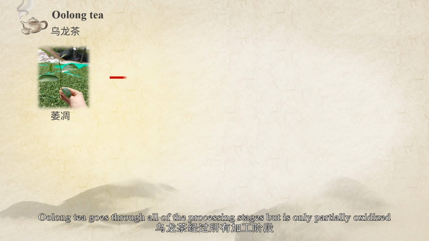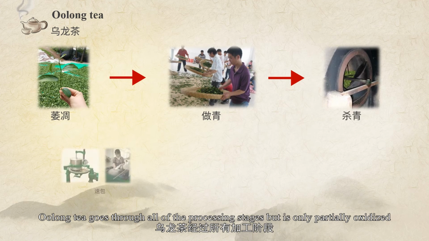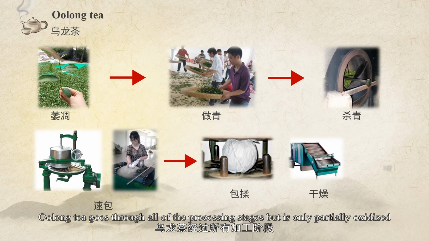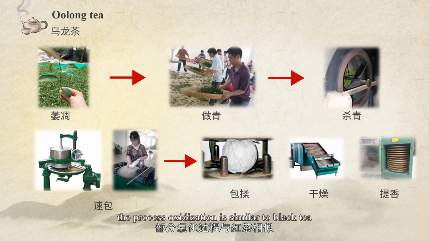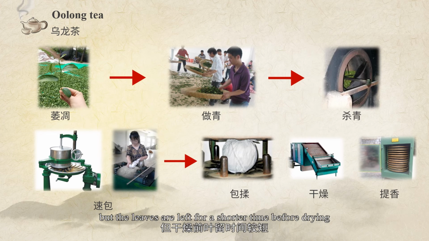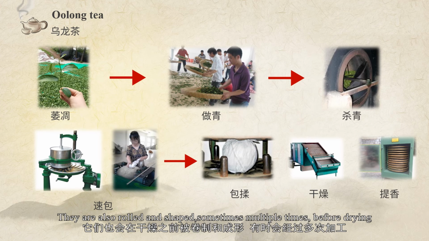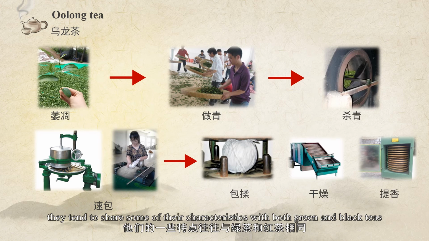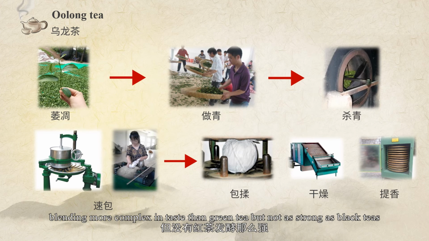Oolong tea goes through all of the processing stages but is only partially oxidized. The oxidization process is similar to black tea, but the leaves are left for a shorter time before drying. They are also rolled and shaped, sometimes multiple times. Before drying, they tend to share some of their characteristics with both green and black teas, blending more complexity in taste than green tea, but not as strong as black teas.